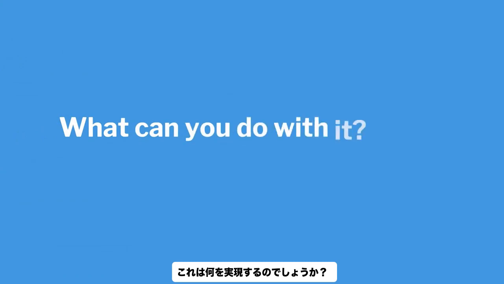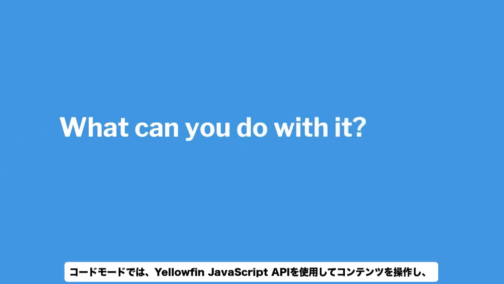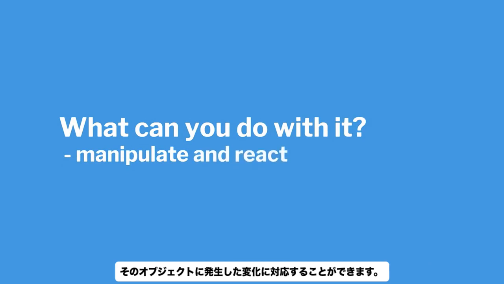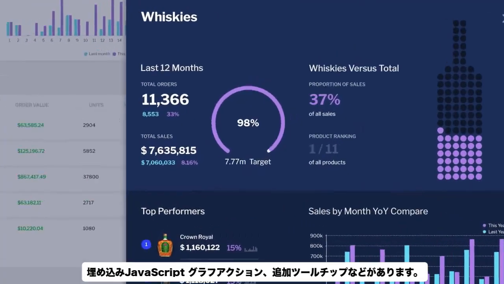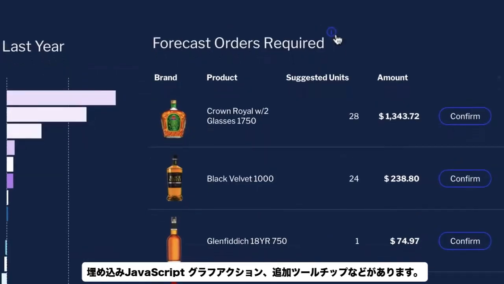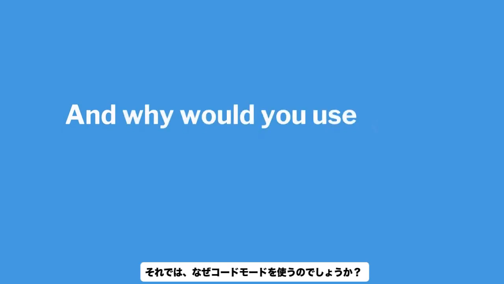What can you do with it? With code mode, you can use the Yellowfin JavaScript APIs to manipulate content and react to changes that occur to that object. Examples in this demonstration include custom filters, an embedded JavaScript chart, actions, and additional tooltips. And why would you use it?